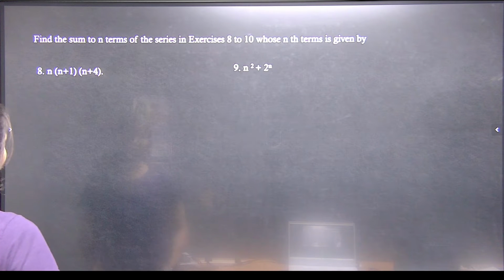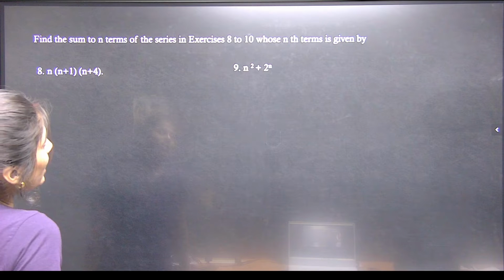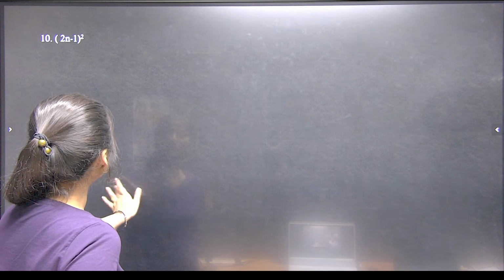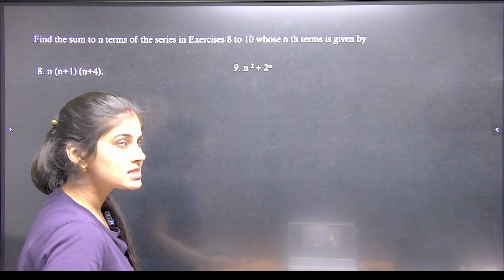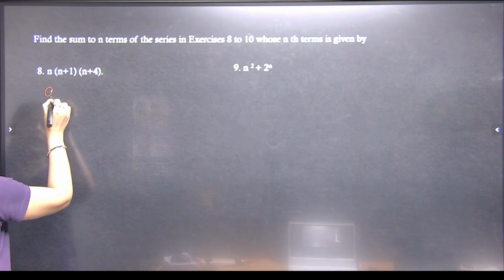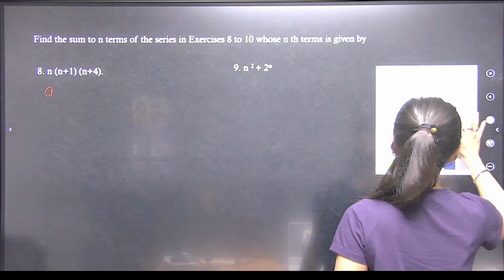So the question says: find the sum to n terms of the series in exercise 8 to 10 whose nth term is given by. So questions number 8, 9 and 10 have nth term. You just need to find the sum. So let's start from question number 8. Nth term is (n plus 1)(n plus 4).